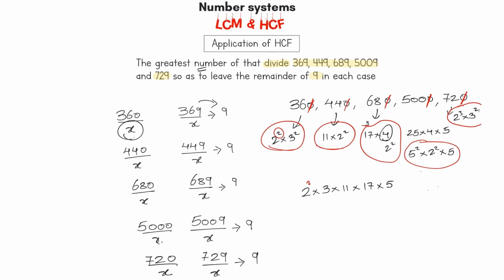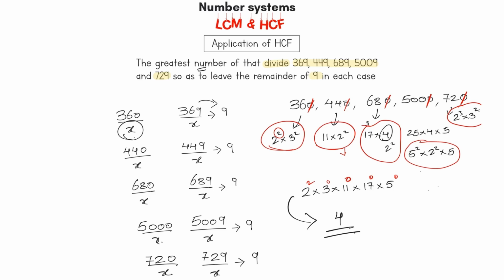What is the lowest power of 3? I don't see any 3 here. Okay, so I can assume the lowest power of 3 to be 0. Lowest power of 11, 0, because I cannot see 11 anywhere. 17, 0. And 5 is again equal to 0 because it is not there. The answer comes out to be 4. Okay, so 4 is that number.